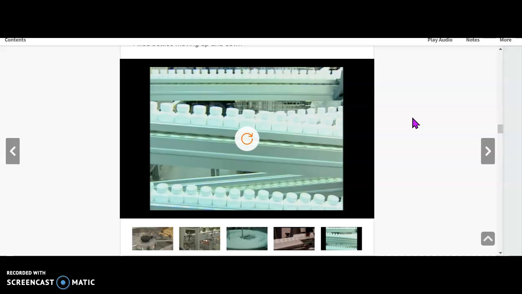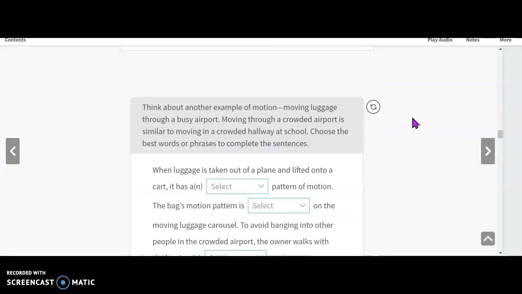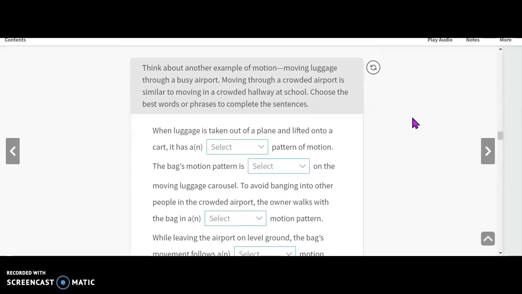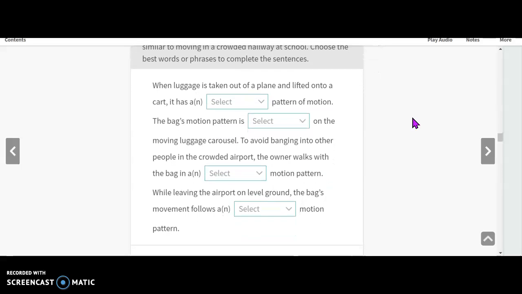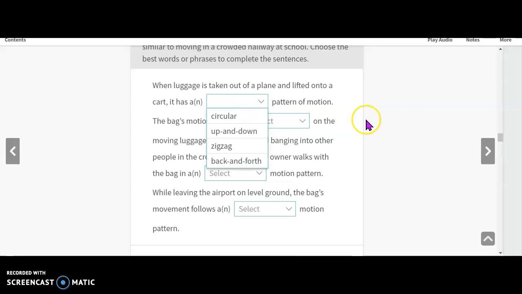All right, let's look at page 163. It has some fill in the blank for you. It says, think about another example of motion, moving luggage or your bags through a busy airport. Moving through a crowded airport is similar to moving in a crowded hallway at school. Choose the best words or phrases to complete the sentences. Here we go. When luggage, your bags, are taken out of a plane and lifted onto a cart, it has a blank pattern of motion. What type of motion is it if you're lifting your bag out of the plane?